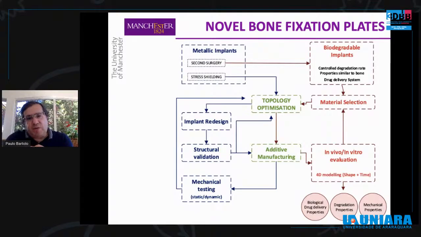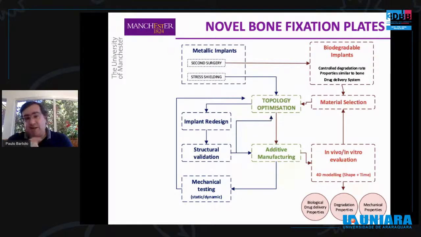So what we are starting now is a similar approach. Use topology optimization to redesign these plates, but in this case, using a combination of biodegradable materials, polymers, ceramic materials, and also biodegradable metals, and then additive manufacturing to produce the optimally designed plates, and we are going to perform a completely different range of tests.